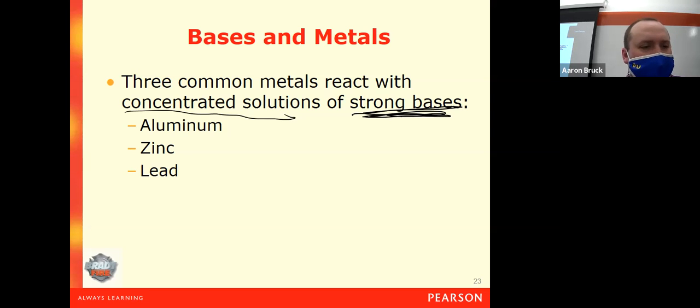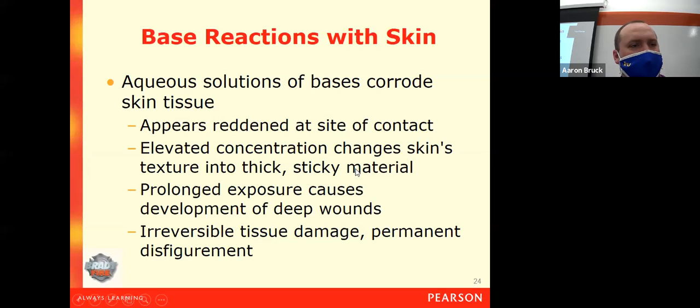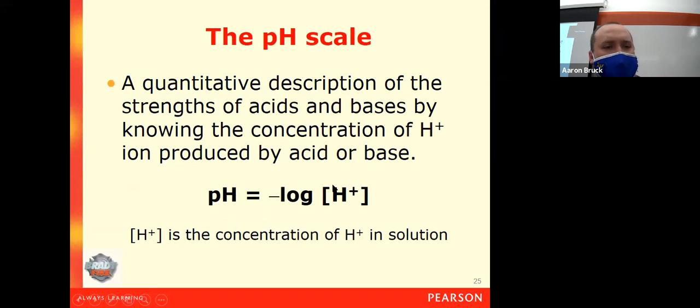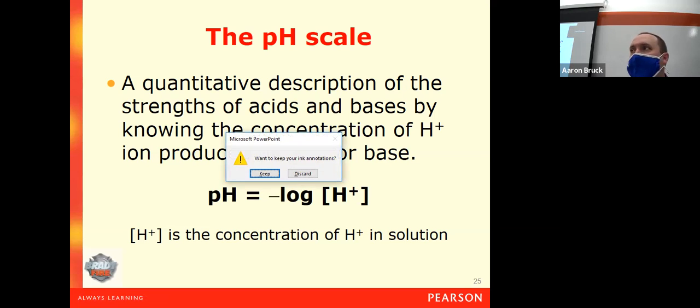All right, this is where we're going to call it a day. On Friday, we will finish up by putting the last touches on bases, and then we will talk about the kind of thing that draws them all together, and that is the pH scale. Have a great afternoon.